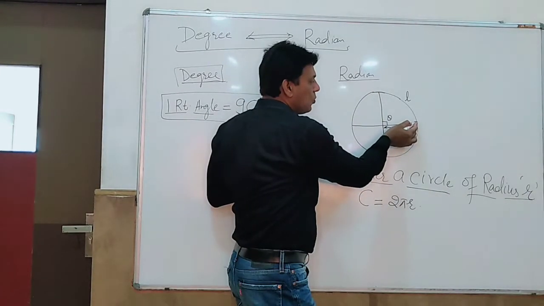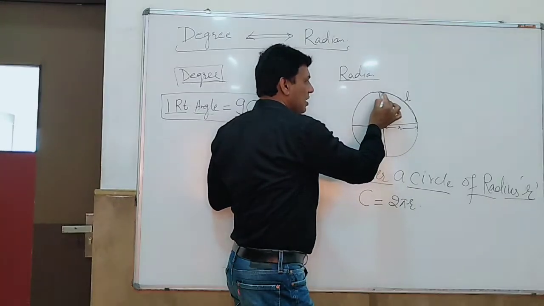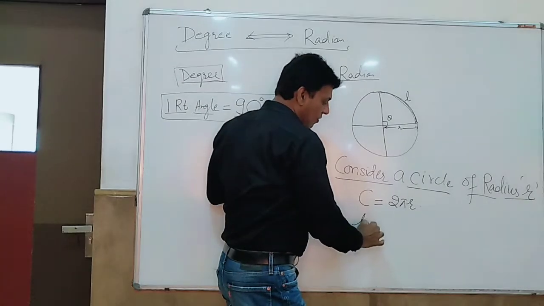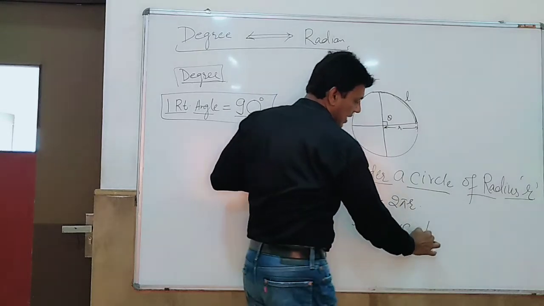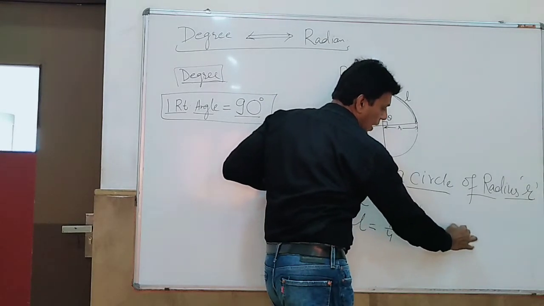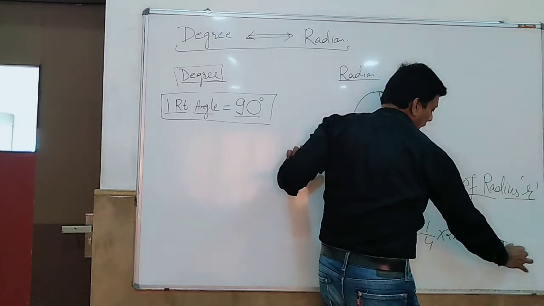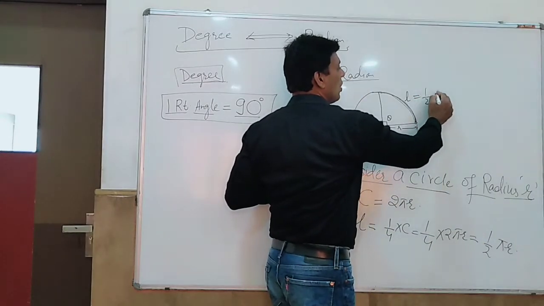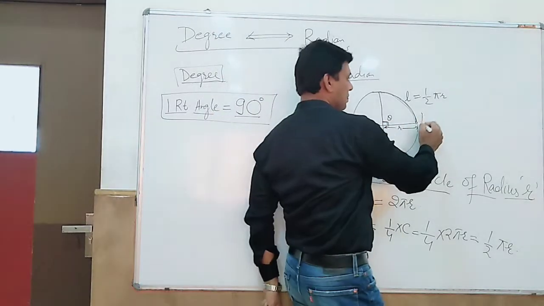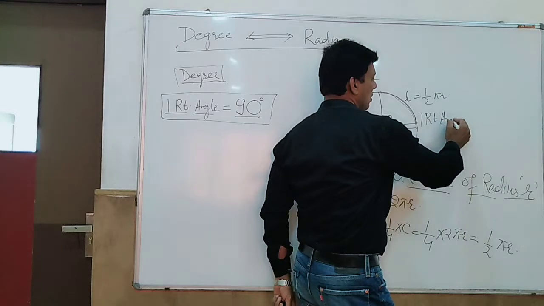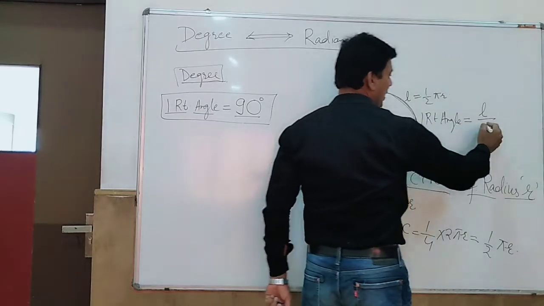If I want to measure this arc, L will be 1/4 of C, that is 1/4 of 2 pi r. It means half of pi r. So this L is equal to half pi r. This angle is a right angle. So in the radian system, one right angle will be this arc upon radius.